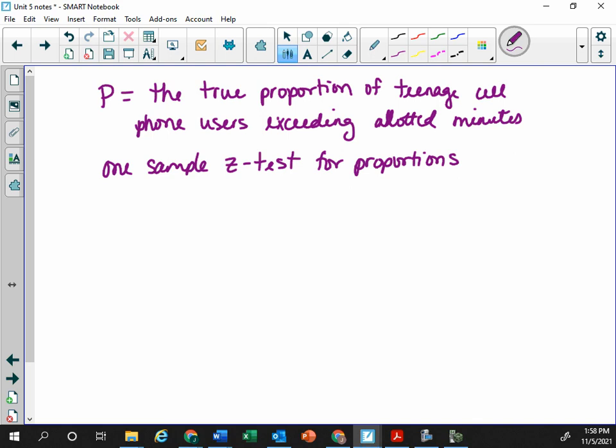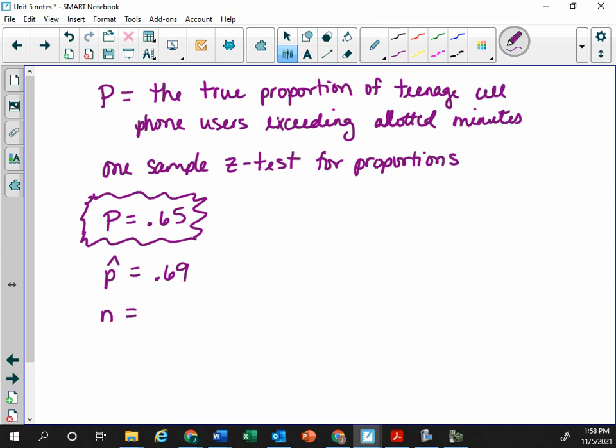Okay. All right, next on the list it says write the parameters and statistics. So what is the claimed p right now? 0.65. And remember, that's the one you'll end up using when you write your null and alternative. What is p hat? Okay, 0.69. What is n? 225. Good.